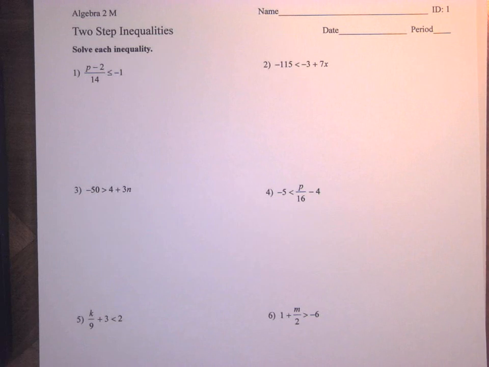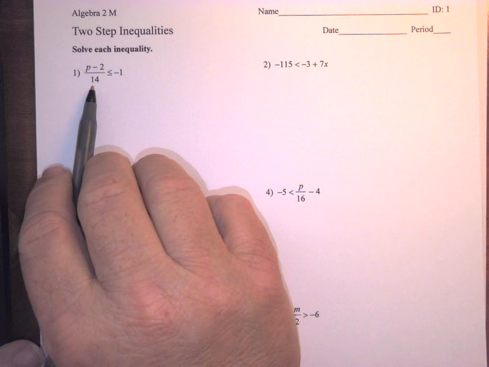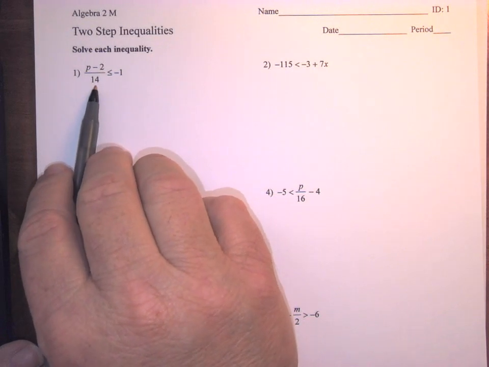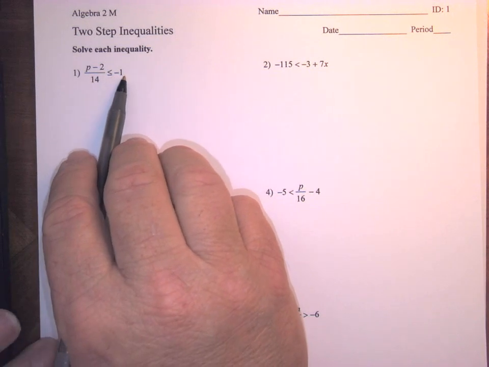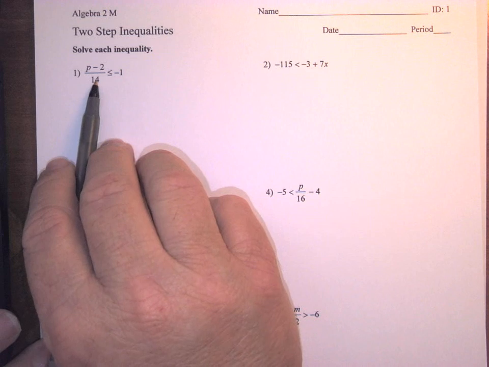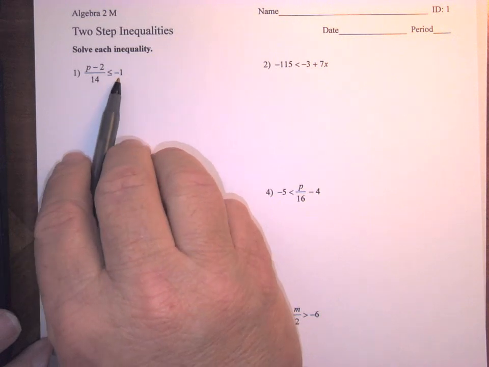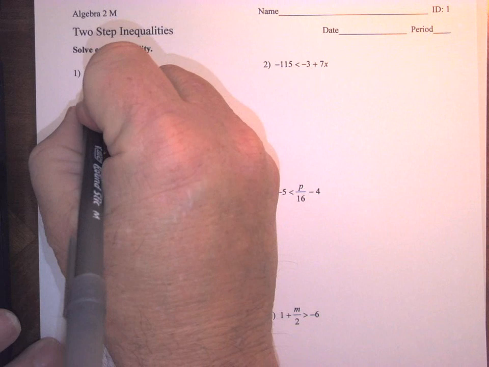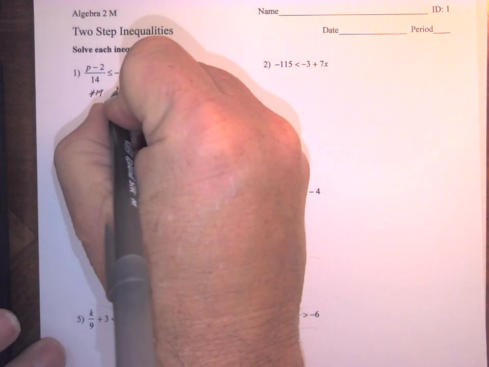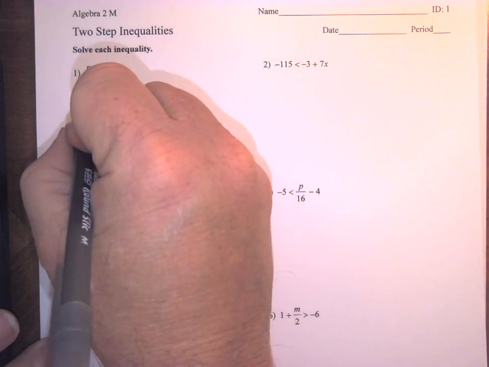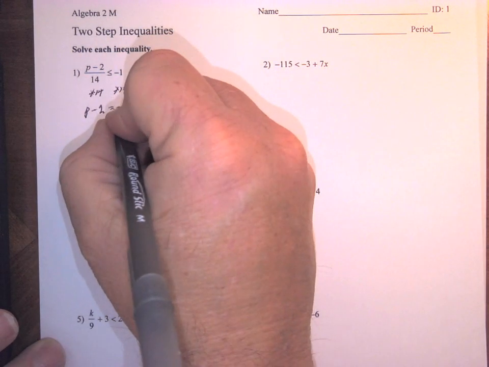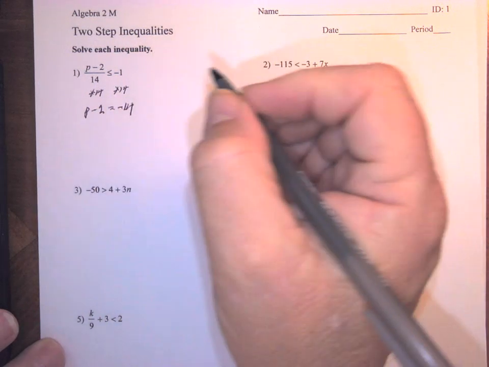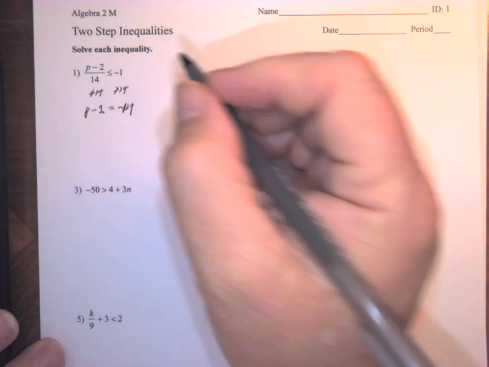One thing that we've got here is p minus 2 divided by 14 is less than or equal to minus 1. Well, I don't like fractions. I don't think y'all like fractions. So let's multiply both sides by 14. This one times 14, this one times 14, and we get p minus 2 is less than or equal to minus 14. Okay? That's a 14, minus 14.